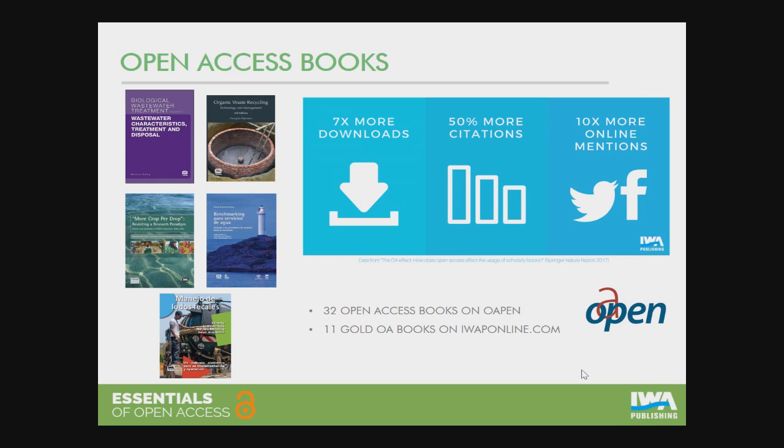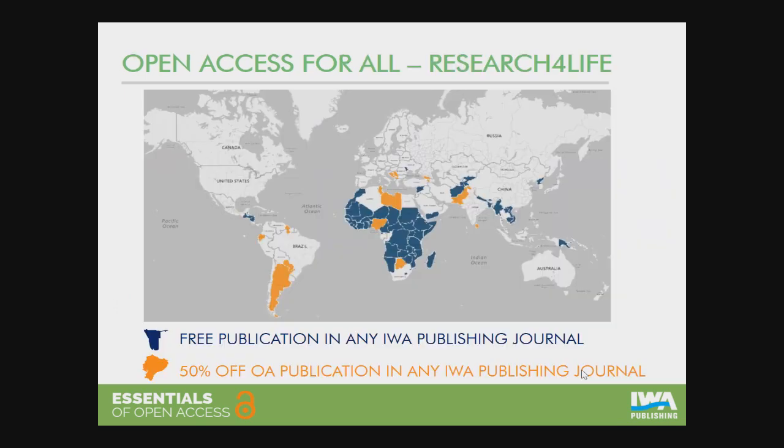32 of our open access books are on OAPEN, and 11 of our gold open access books you can find on our own website, IWA Publishing Online. And there was an interesting study done recently on some of the open access books in Nature, and they found that open access books had 7 times more downloads, about 50% more citations, and 10 times more online mentions. So they're really getting read a lot more and getting more broadly disseminated.